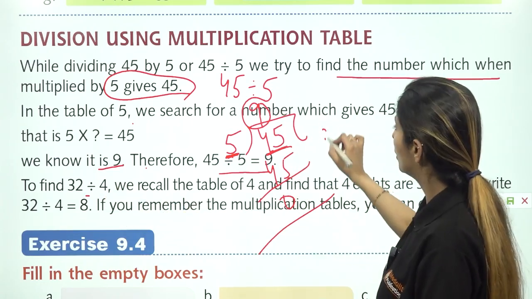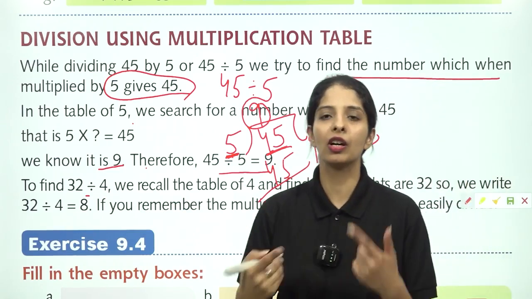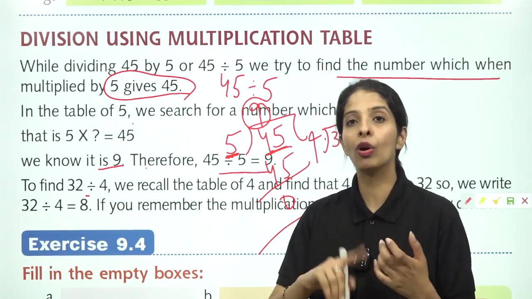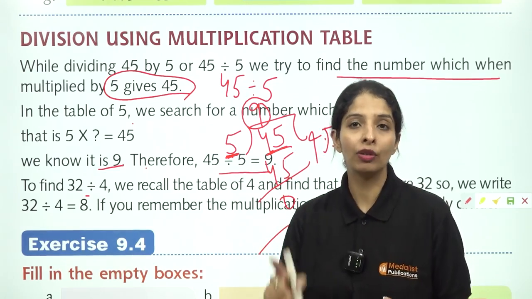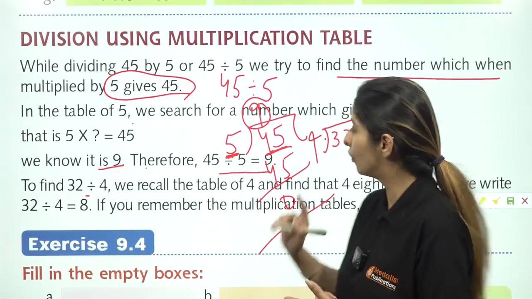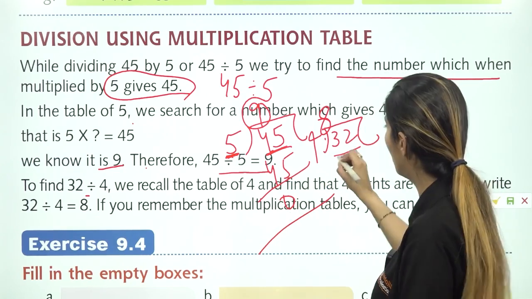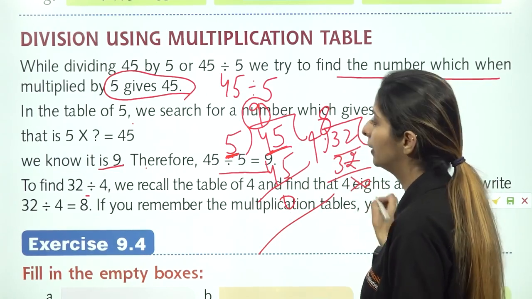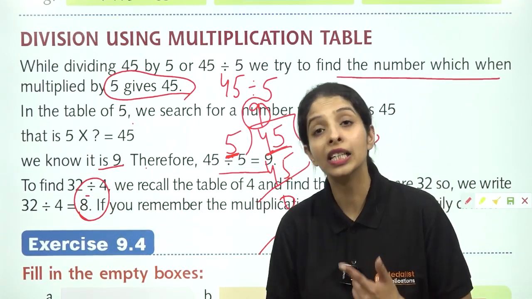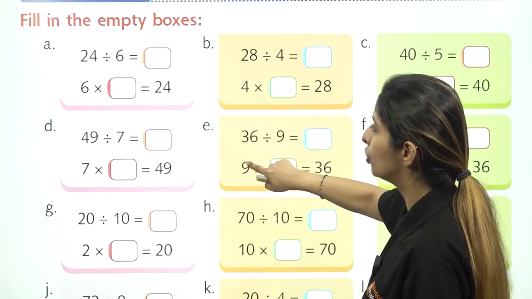Similarly, if we want to divide 32 by 4, we start recalling the multiplication table of 4. We know 4 6s are 24, 4 7s are 28, 4 8s are 32. So we get 32 at 4 8s. So the answer will be 8. This is how you use multiplication to do division. Next, exercises are given to you.